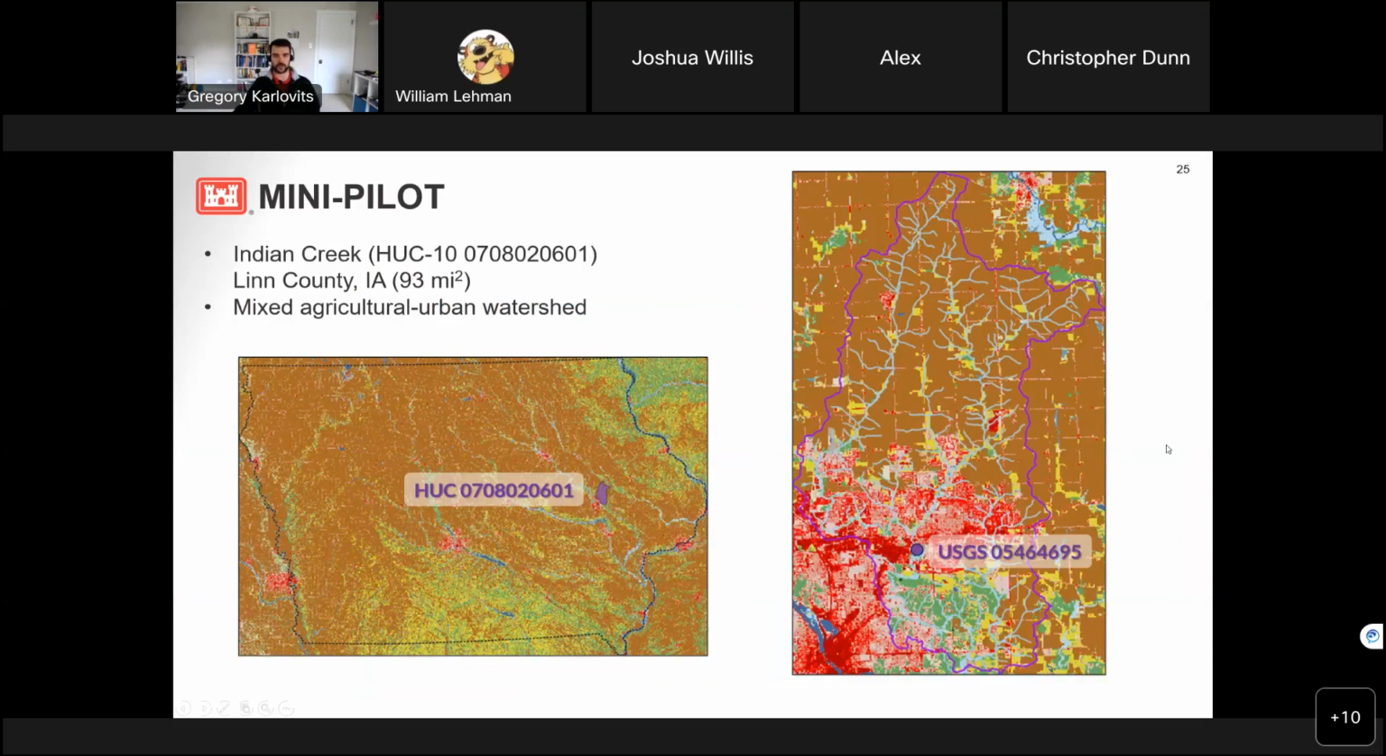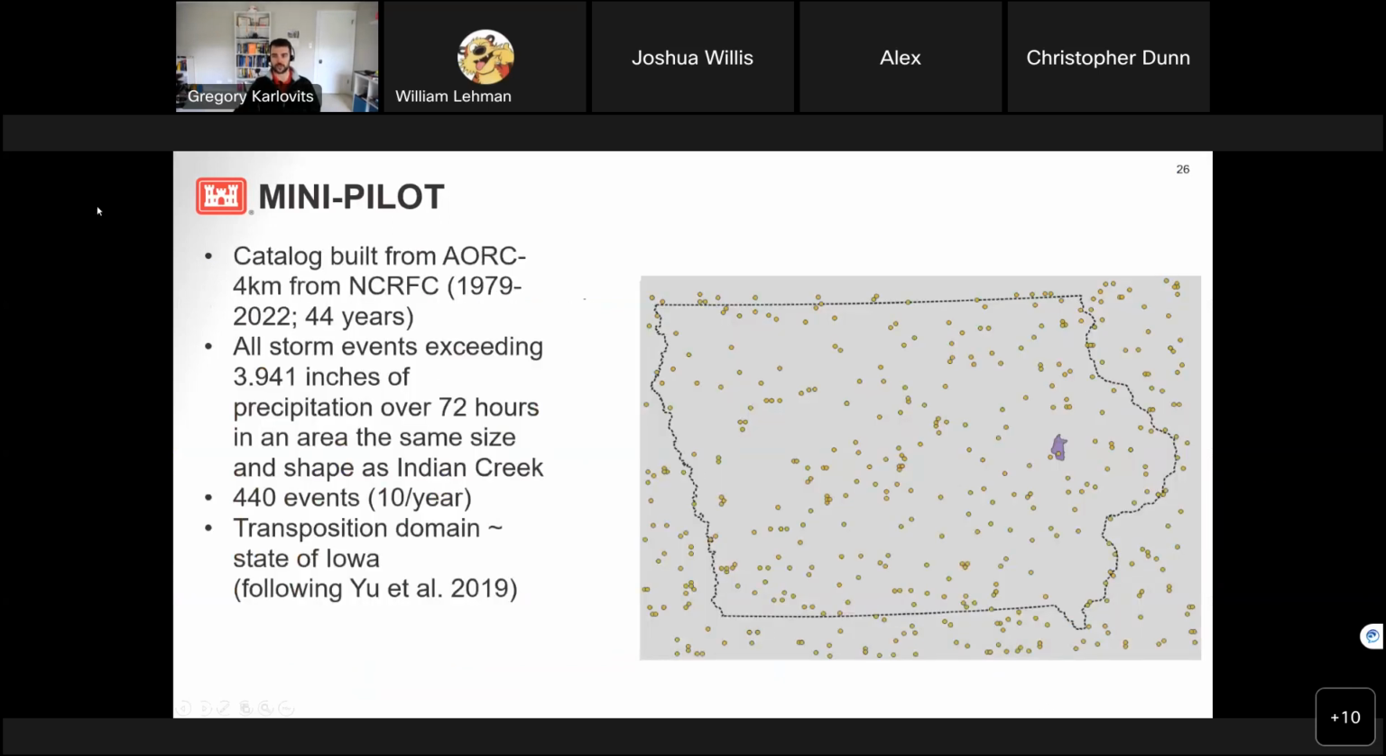It only operated for a little bit of time, so we don't have a ton of calibration data here, but we want to prove that we can start to hit some of the targets by using SST. So what I did is I built up a catalog from the AORC 4-kilometer data set from the North Central RFC.